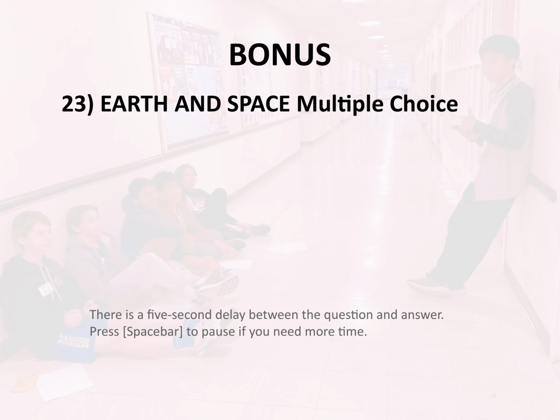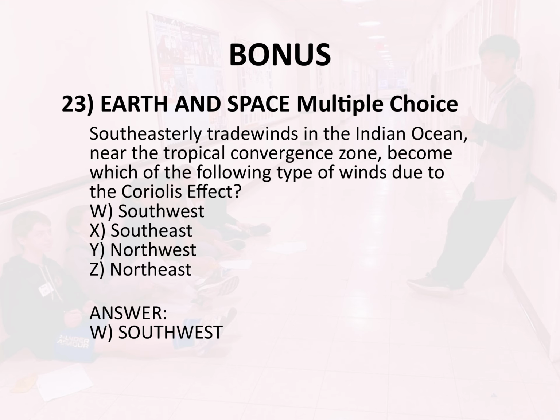Bonus 23. Earth and space multiple choice. Southeasterly trade winds in the Indian Ocean, near the tropical convergence zone, become which of the following type of winds due to the Coriolis effect? W. Southwest. X. Southeast. Y. Northwest. Z. Northeast. Answer. W. Southwest.